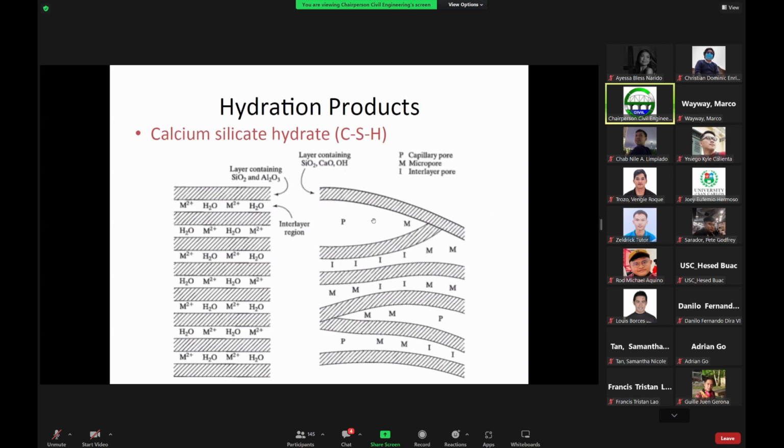And we see here your P, M, and I. These are the different pores. You've got your capillary pore, micropore, and interlayer pore. They're very irregular. They vary a lot in your CSH, and so that means you have different void sizes. Here you have a large void, that's your capillary pore. And here you have a smaller void, that's your interlayer pore, the smallest one. And your micropore here, somewhere in the middle.